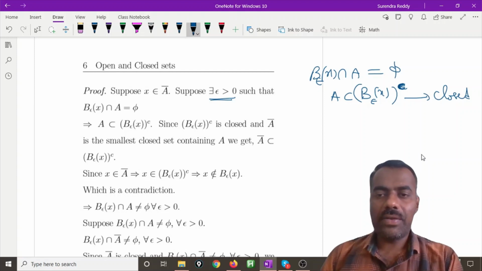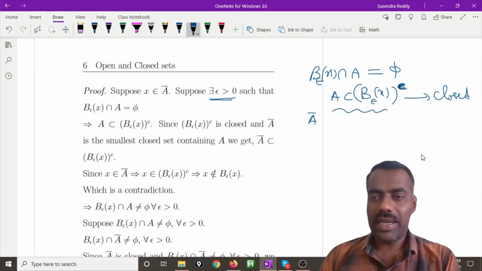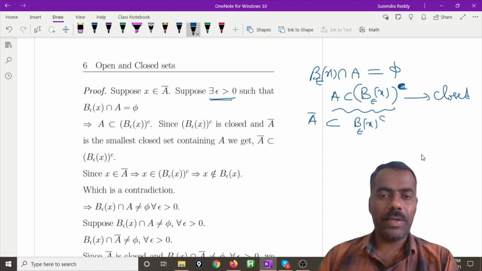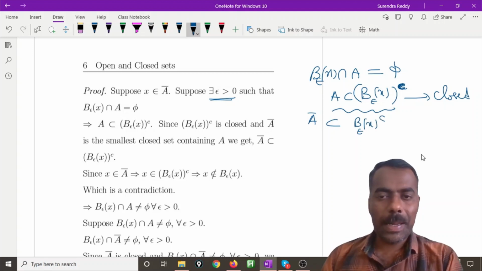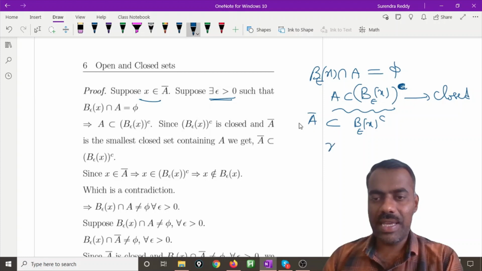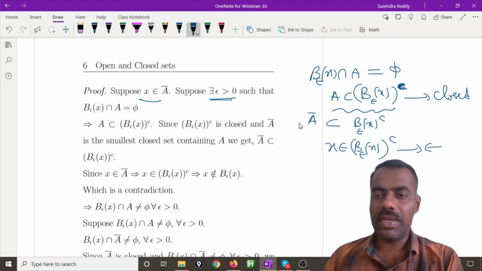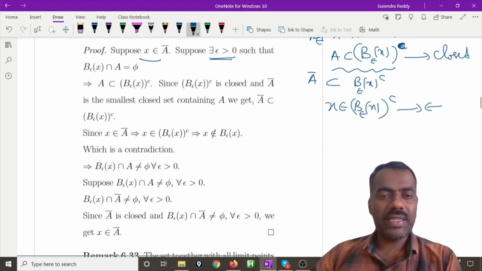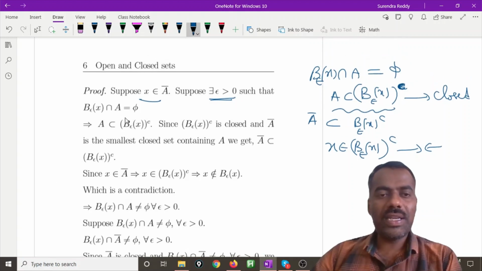And A bar, what do we know about A bar? A bar is the smallest closed set containing A. That means, because A bar is smallest, it is contained in this complement, right? But that is a contradiction, because we started with x belonging to A bar. So x belongs to Bx epsilon complement, which is a contradiction, because x is in the ball around x, so x cannot be in its complement, right? That contradiction arises because we assumed that there is some such ball.